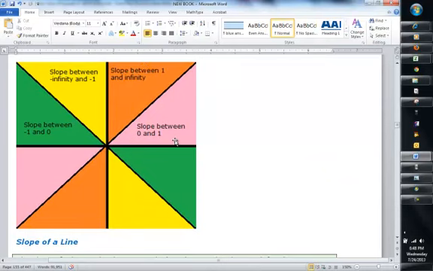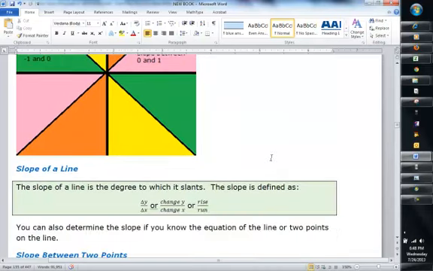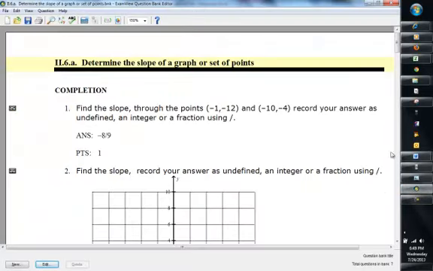And as you can see, as you go up, the slopes become larger and larger till they get to infinite. As you go down, the slopes become smaller and smaller until you get to negative infinite. The slope is the change in y over the change in x, or the rise over the run. Let's look at some examples here.